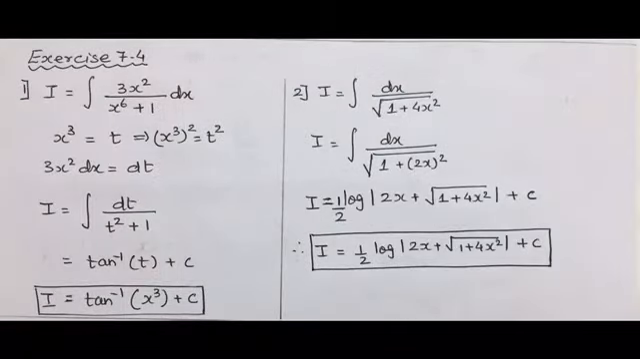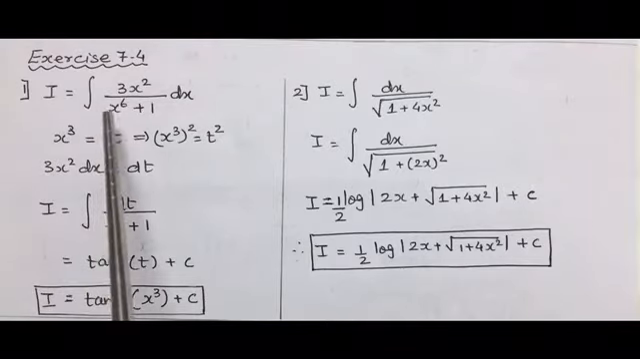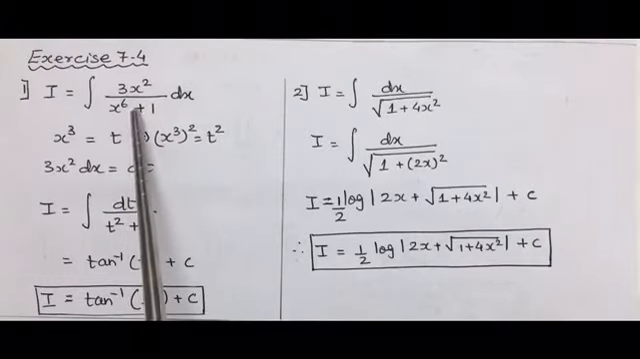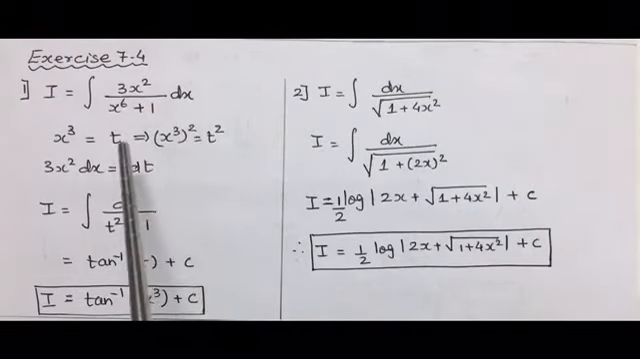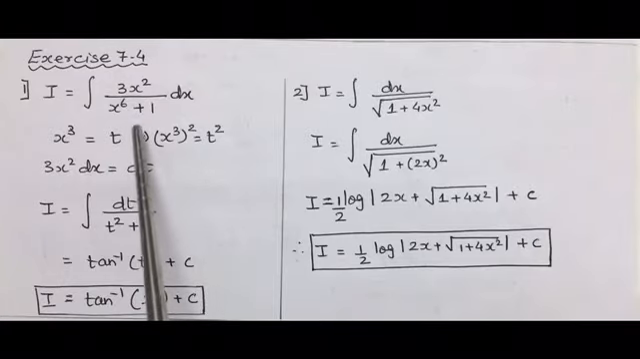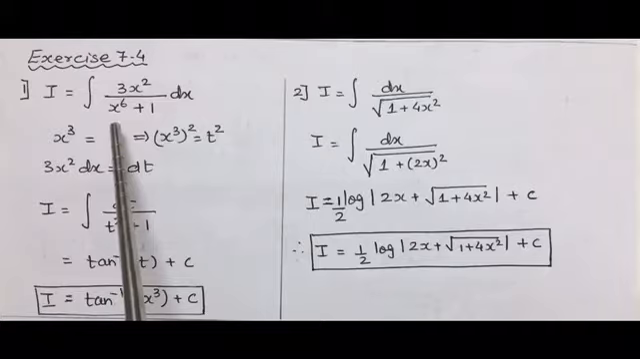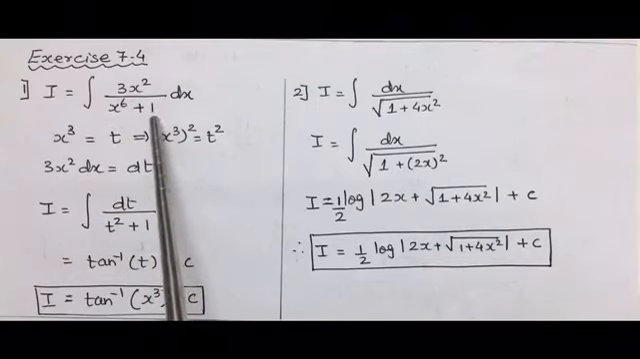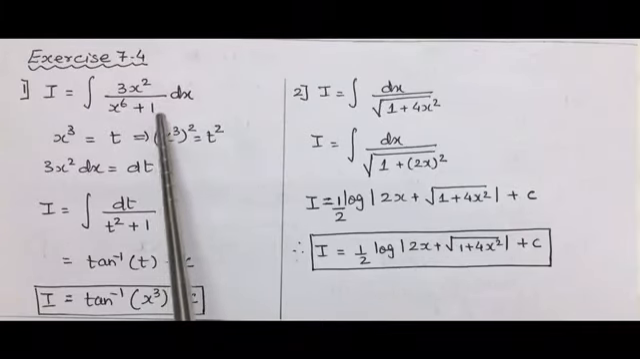Exercise 7.4, question number 1. It is given as I is equal to integration 3x square upon x raised to 6 plus 1 dx. Now whatever the 6 integrations we saw, it should be in terms of squares. That means it should have x square and a square. 1 is considered to be a and 1 square is 1. So already the a part we have got to be 1.